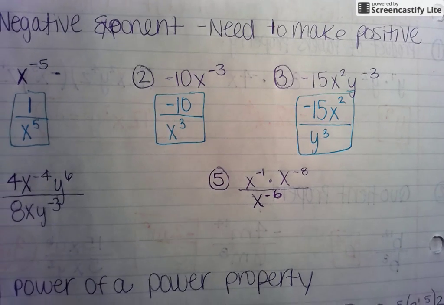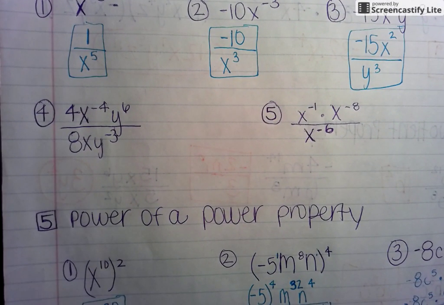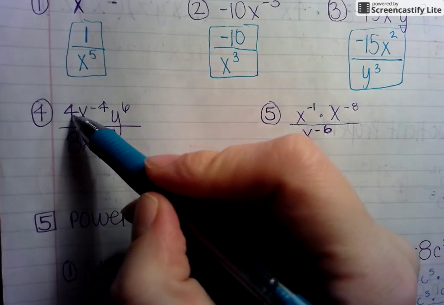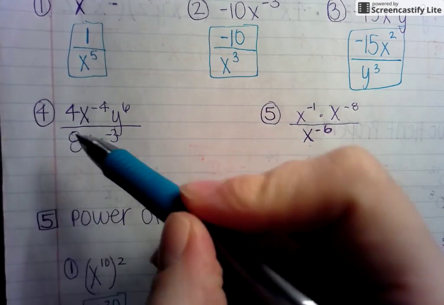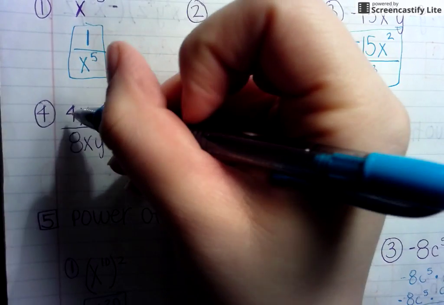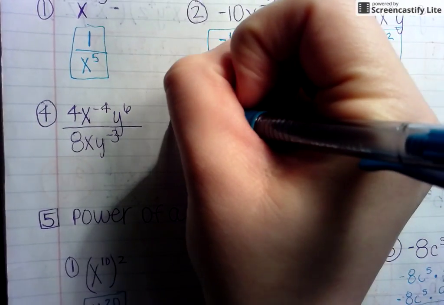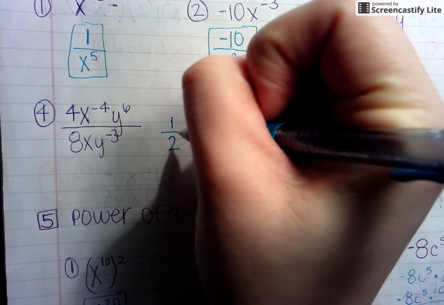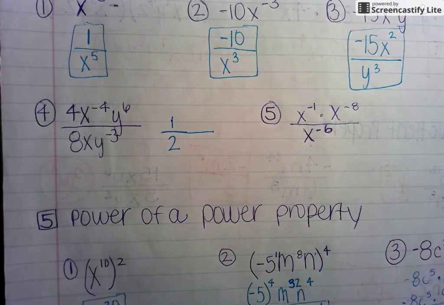The only reason why I had to move it is because I can't leave a negative exponent in my final answer. Now with this next one, you always have to look at everything kind of separately, so those bases and everything. So I'm going to look at 4 divided by 8. Divide by 4 on the top, that's going to give me 1. Divide by 4 on the bottom, that's going to give me 2. So far I have 1/2.